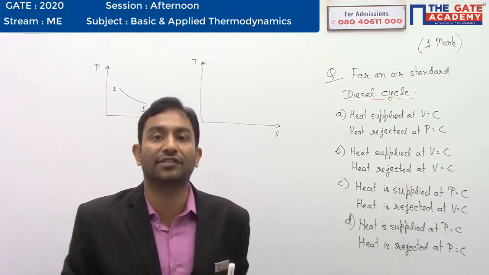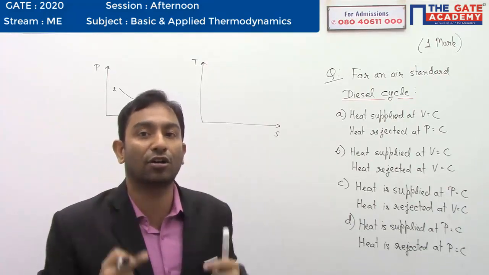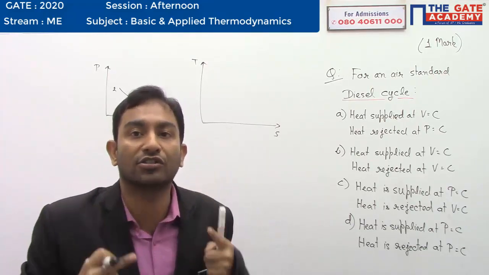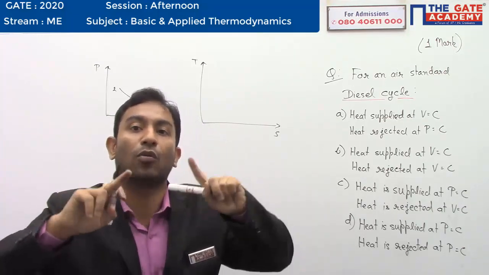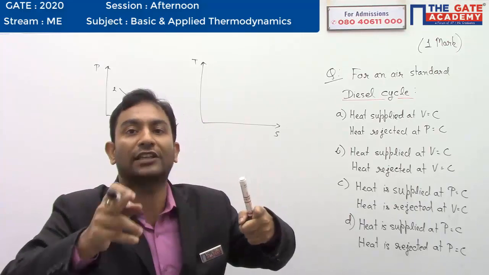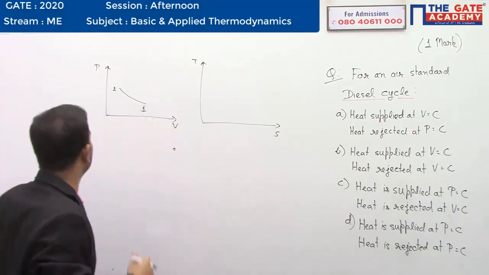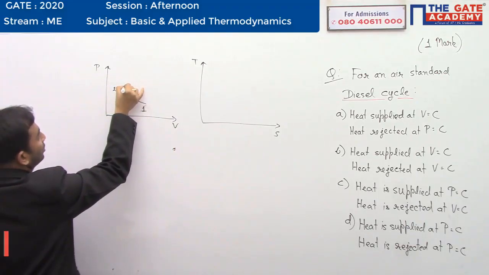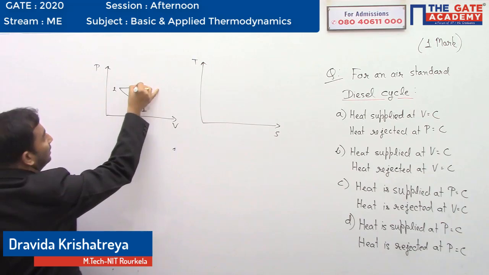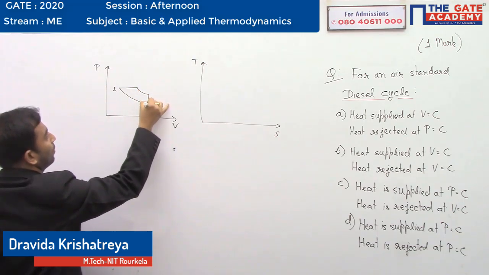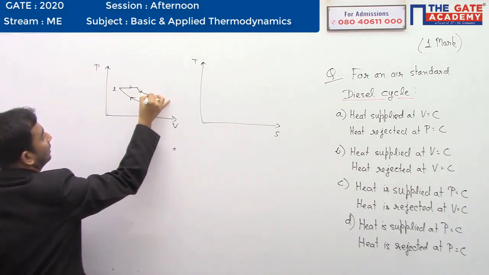Always remember students, your diesel cycle is known as the constant pressure cycle and your Otto cycle is known as the constant volume cycle. It all depends on what you are keeping constant while supplying the heat. For diesel cycle, the pressure is kept constant while supplying the heat. So your graph will be something like this.